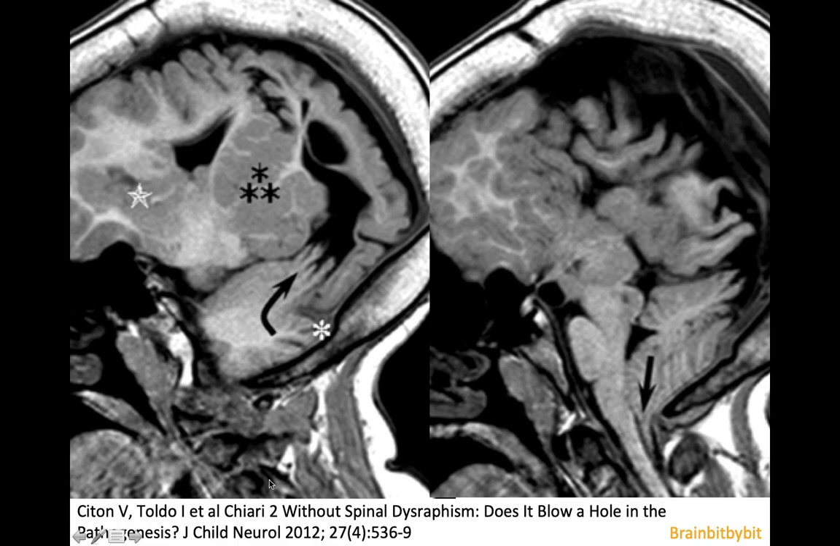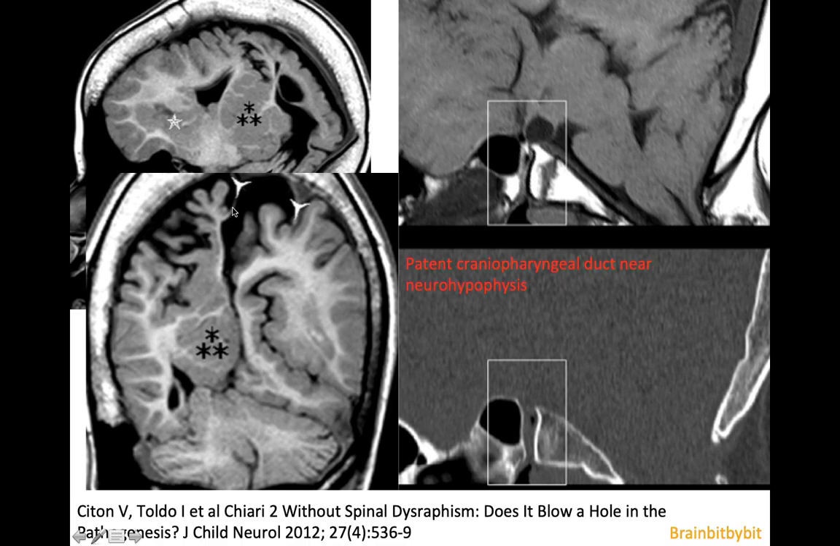There are a few cases of Chiari II malformations without spinal abnormalities, such as this case with a Chiari II and extensive heterotopia and polymicrogyria. But in this patient, there was a patent craniopharyngeal duct near the pituitary. So that's another location where there can be loss of pressure and disturbance of normal wave patterns.